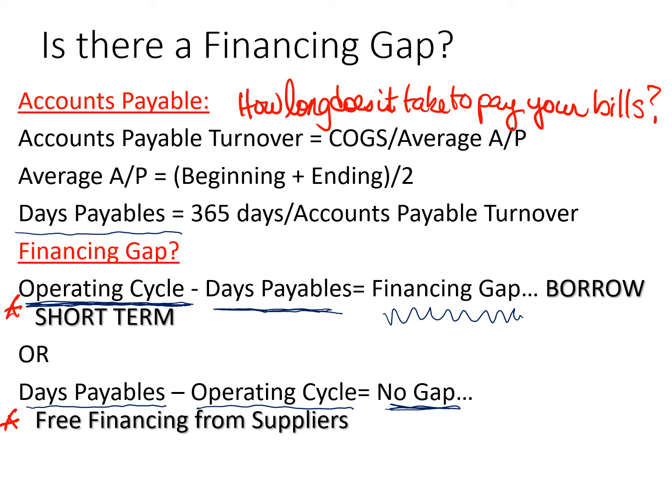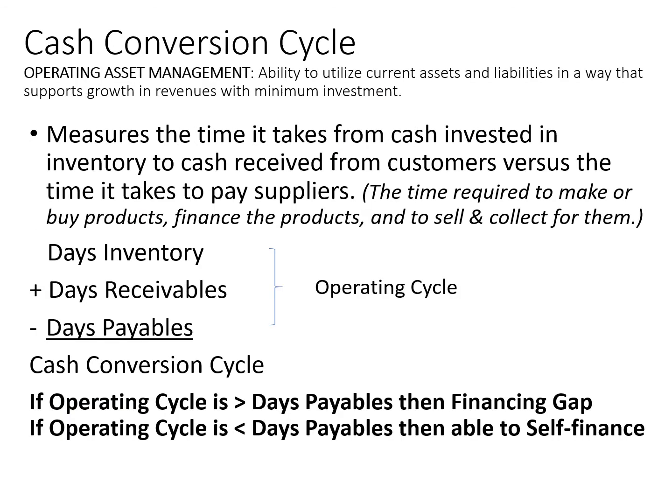So financing gap, you'll hear them talk about a lot. Here it is one more time. We want the operating cycle minus the days payable, and that also gives you what's called the cash conversion cycle. Once again, if that operating cycle is longer, meaning your money is tied up longer than your accounts payable, you're going to have to go borrow. If it's less than your days payable, then you're able to self-finance and you don't have to borrow.